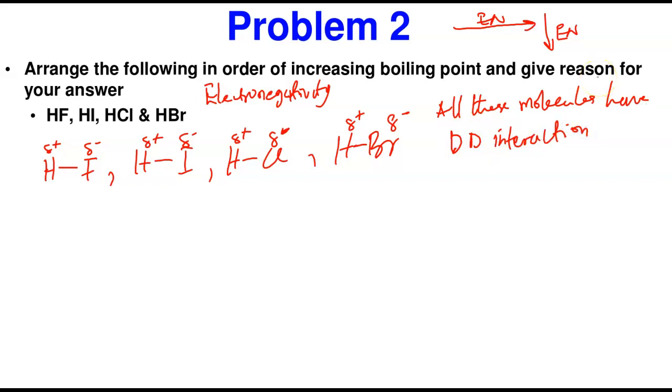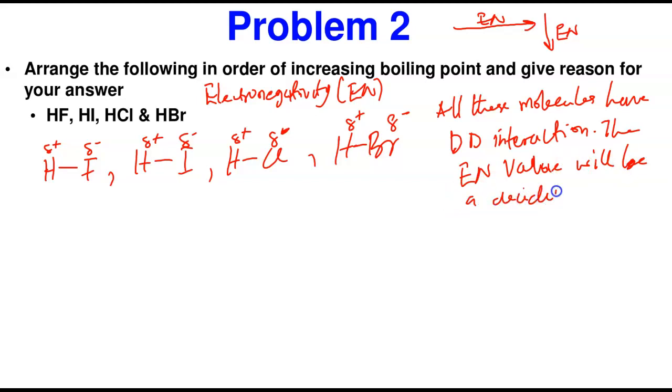We're going to use electronegativity. So the electronegativity value, EN, will be a deciding factor. Yeah, it's going to be a deciding factor. So what is it going to be? Let's see. Since this is the most electronegative, it's going to be the strongest. Followed by, if you go down the group, this is further down the group. So we're going to start from that one. Since it's further down the group, no, the further down the group is iodine. Sorry, bromine comes before iodine.